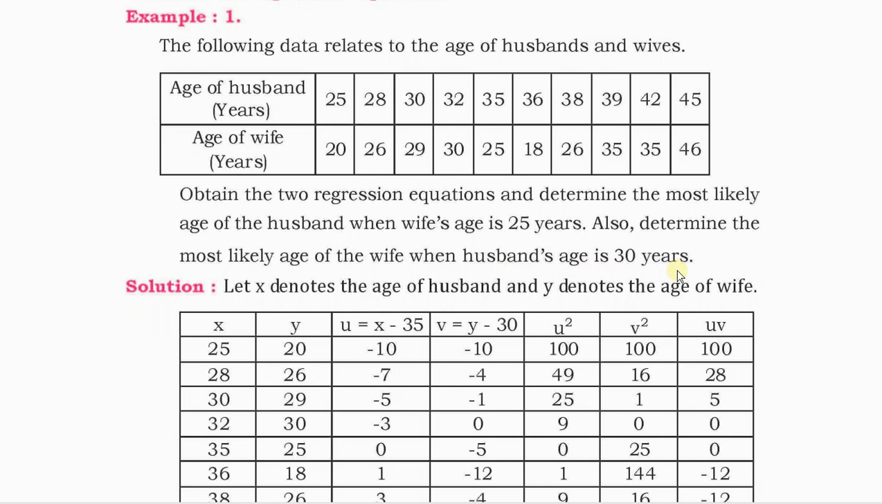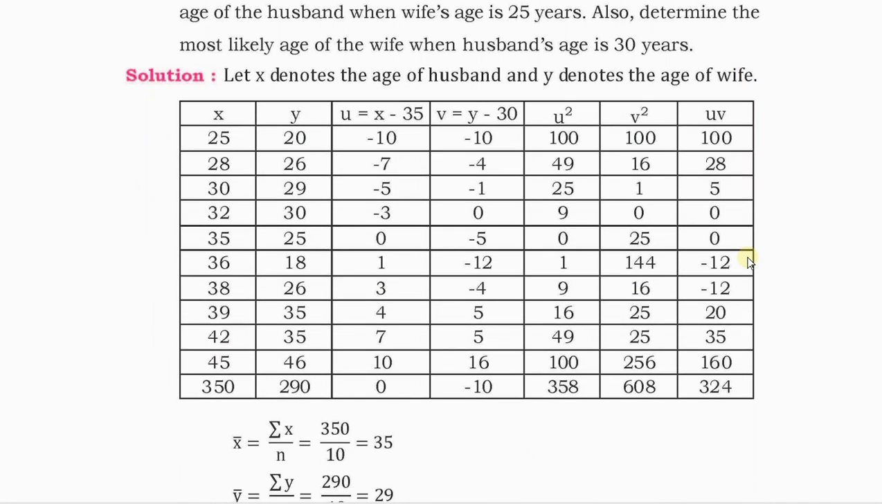Okay, so they have given some data points here. The age of the husband is one variable, let us take it as x, and the age of the wife is the variable y. Now we need to fit the two regression equations here and also make some predictions. Let us look at how they have solved the problem here.